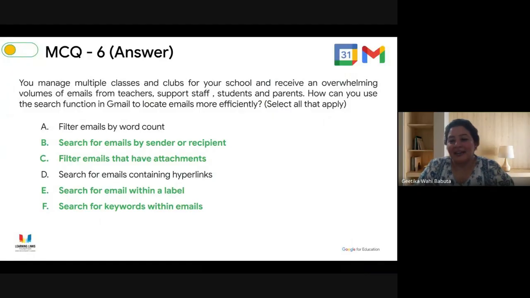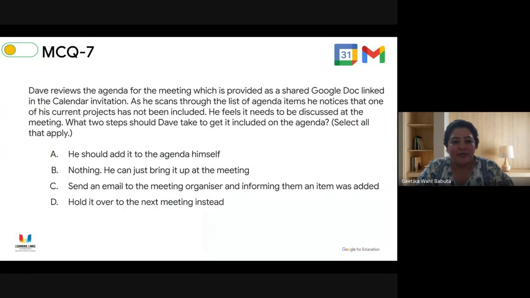B, C, E, and F. That is search for emails by sender or recipient, filter emails that have attachment, search for email within a label, search for keywords within emails. Okay, great. Seventh one, Dave receives the agenda for the meeting on a shared doc in the calendar invitation.